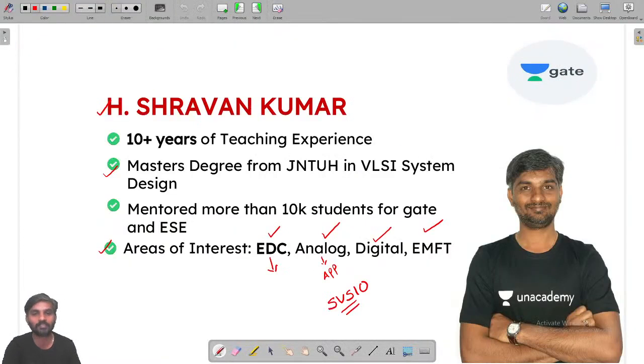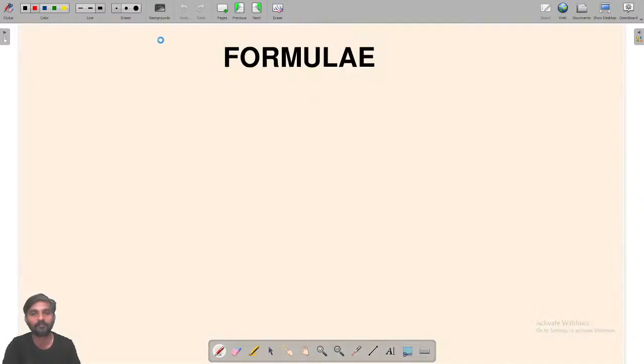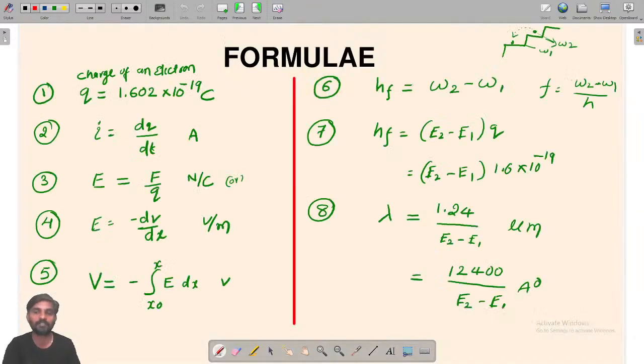So in the last class, what have we discussed, sir? Actually, in the last class we discussed a formula summary. All these formulas we have discussed. A quick go through: q is the charge of an electron, 1.6 times 10 to the power minus 19 coulombs, which you already know. I is equal to dq by dt. E is the electric field. Electric field is force per unit charge, in newtons per coulomb. And it is also equal to minus dV by dx, with units of V/m. And the potential V is the integration of this electric field from x0 to x.